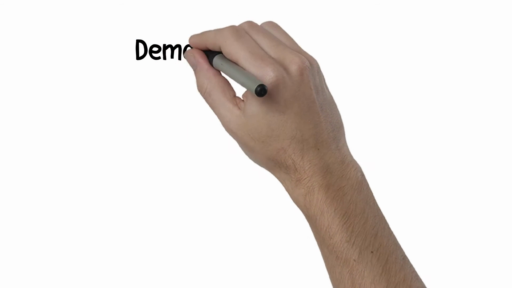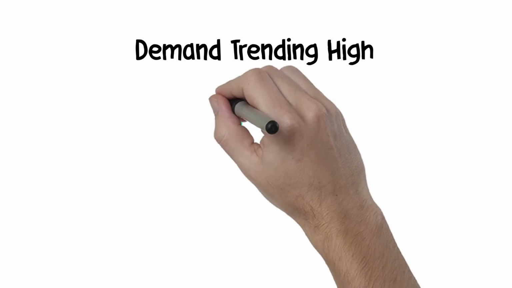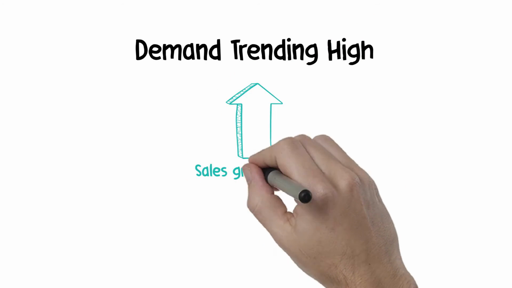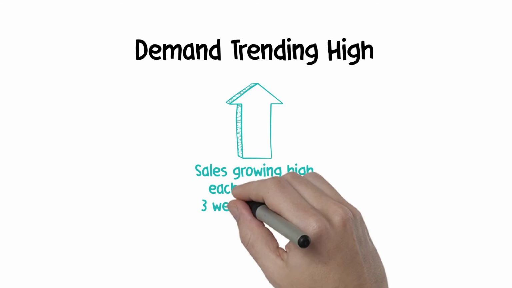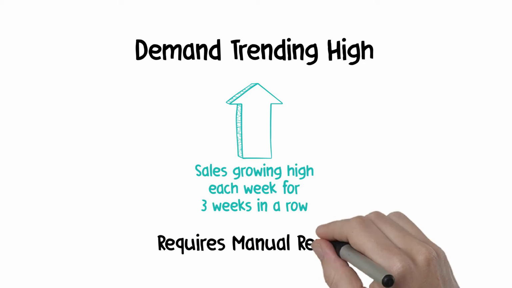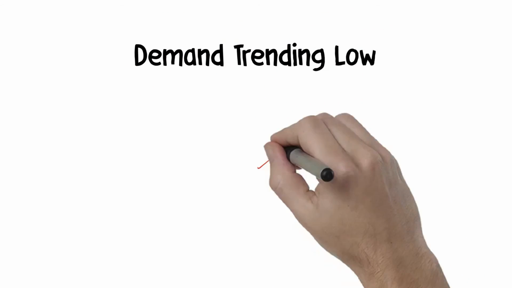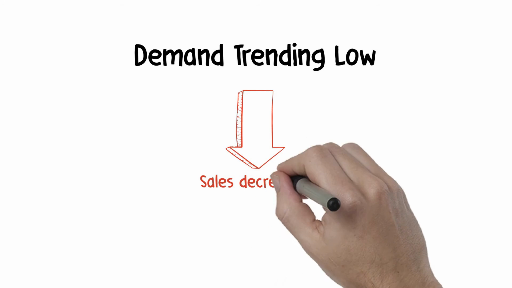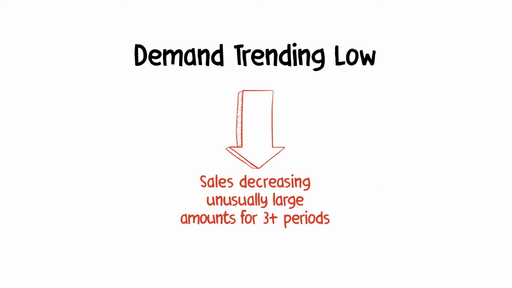The next exception, called demand trending high, looks at how the forecast is reacting to sales trends. If sales is growing unusually high each week for 3 weeks in a row, it will create demand trending high. This requires manual review to ensure that the forecast is able to keep up with unusually high and repeating sales increases. The demand trending low is the opposite exception, where sales has been decreasing unusually large amounts for 3 periods or more, creating concerns that the forecast is not reducing quickly enough.